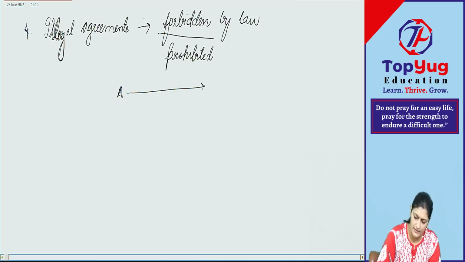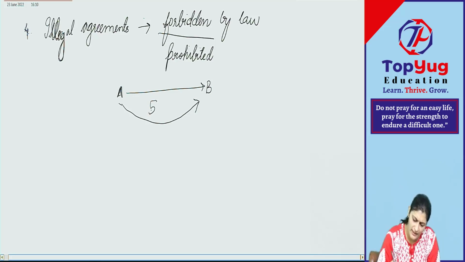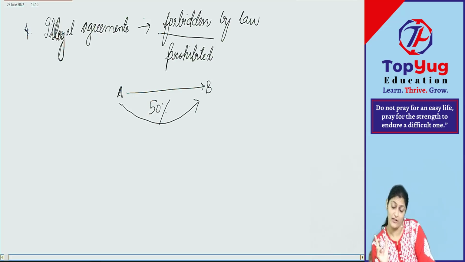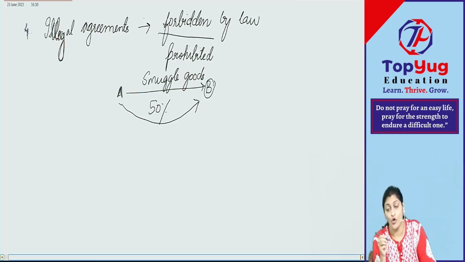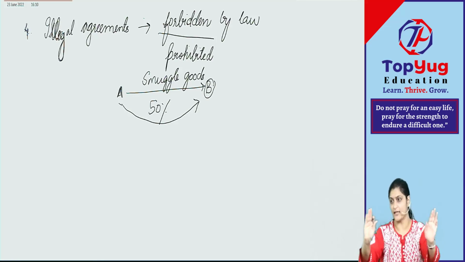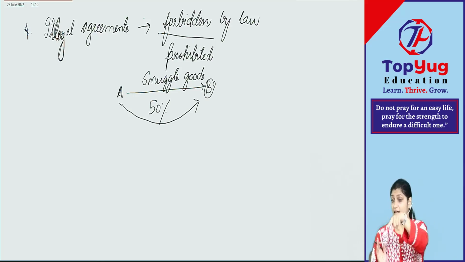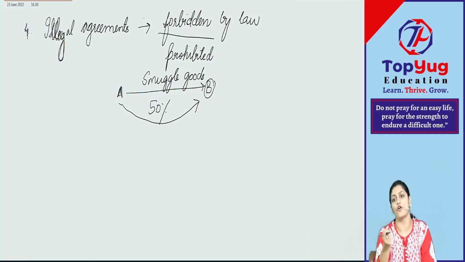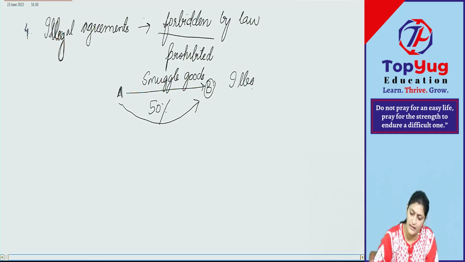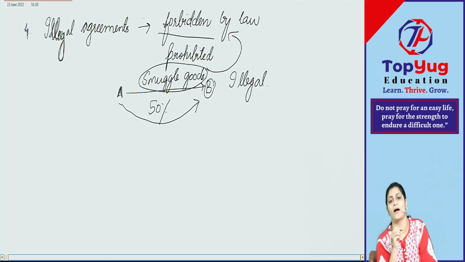Say A is entering into contract with B. A is telling B, I will pay you 50% of my profits, only if you smuggle goods for me. Maybe B is a custom officer, or some excise officer or some government officer who has the authority, who takes care of the goods coming from outside, whether it is allowed or not allowed. He knows that it is not allowed, then also he is allowing it. Why? Because A is telling that I will pay you 50% of my profits. You smuggle goods for me. This type of contract is always considered to be illegal. Smuggling of goods is something which is forbidden by law, prohibited by law. You are going against law, therefore it is considered to be illegal.